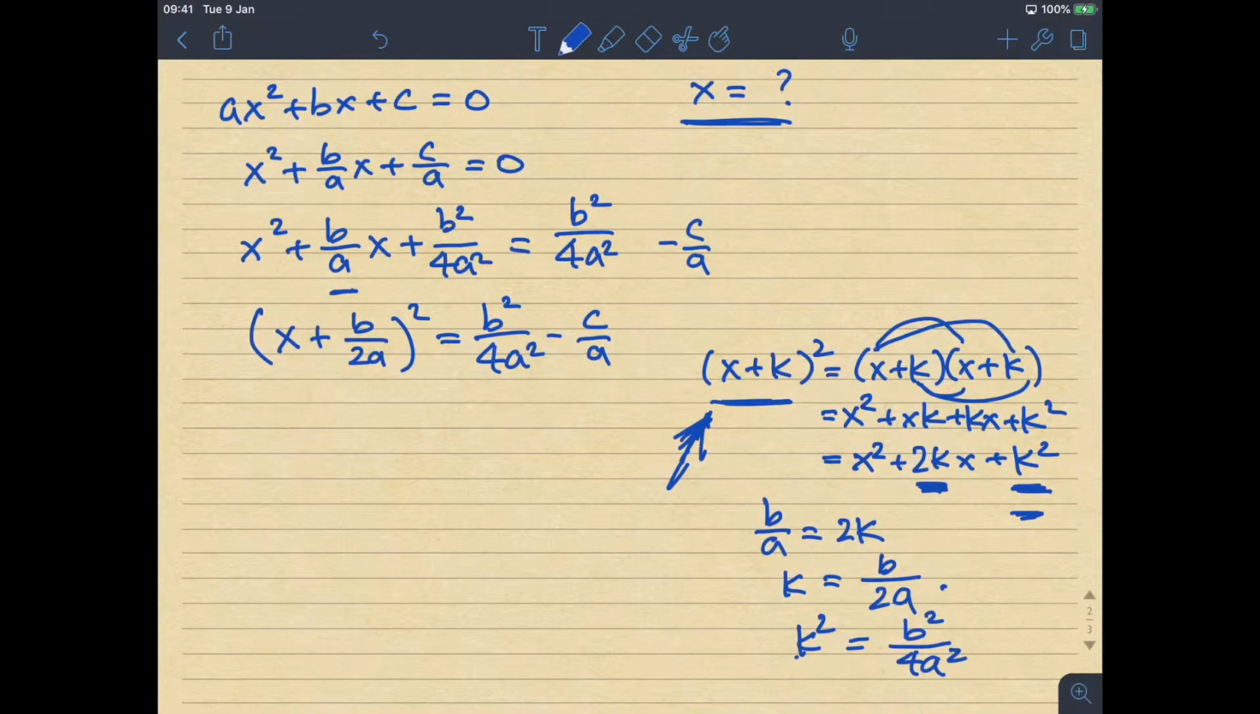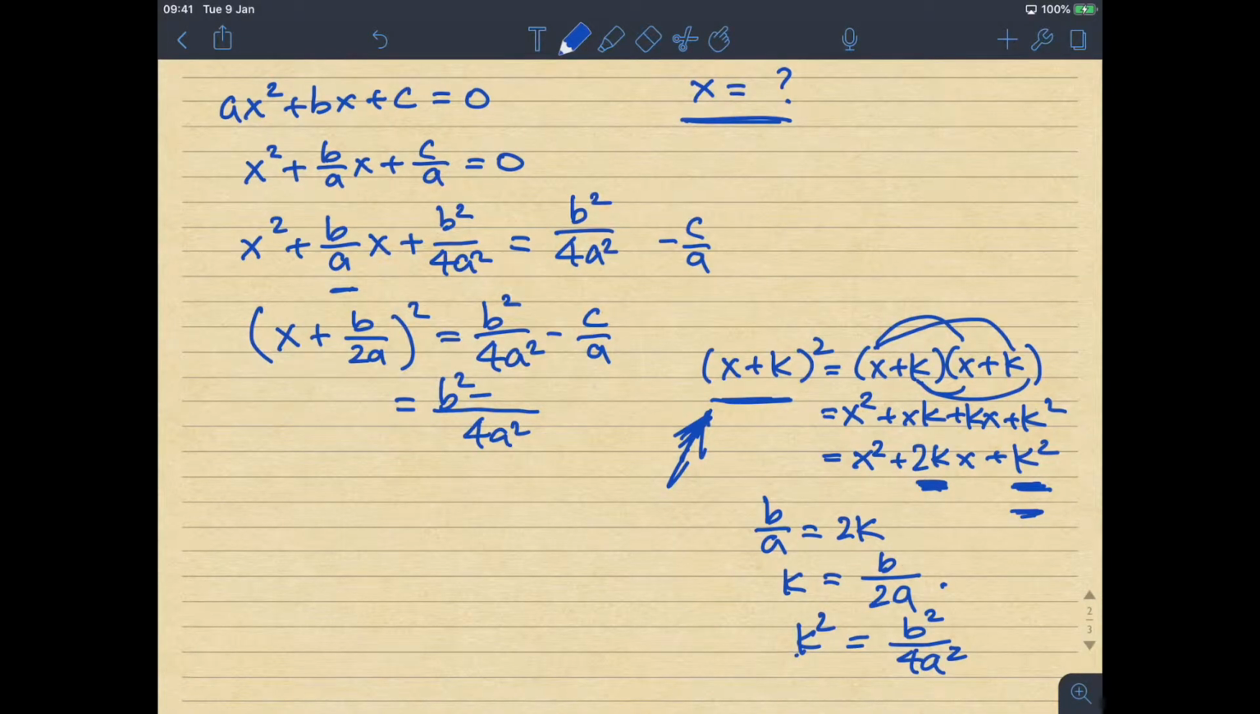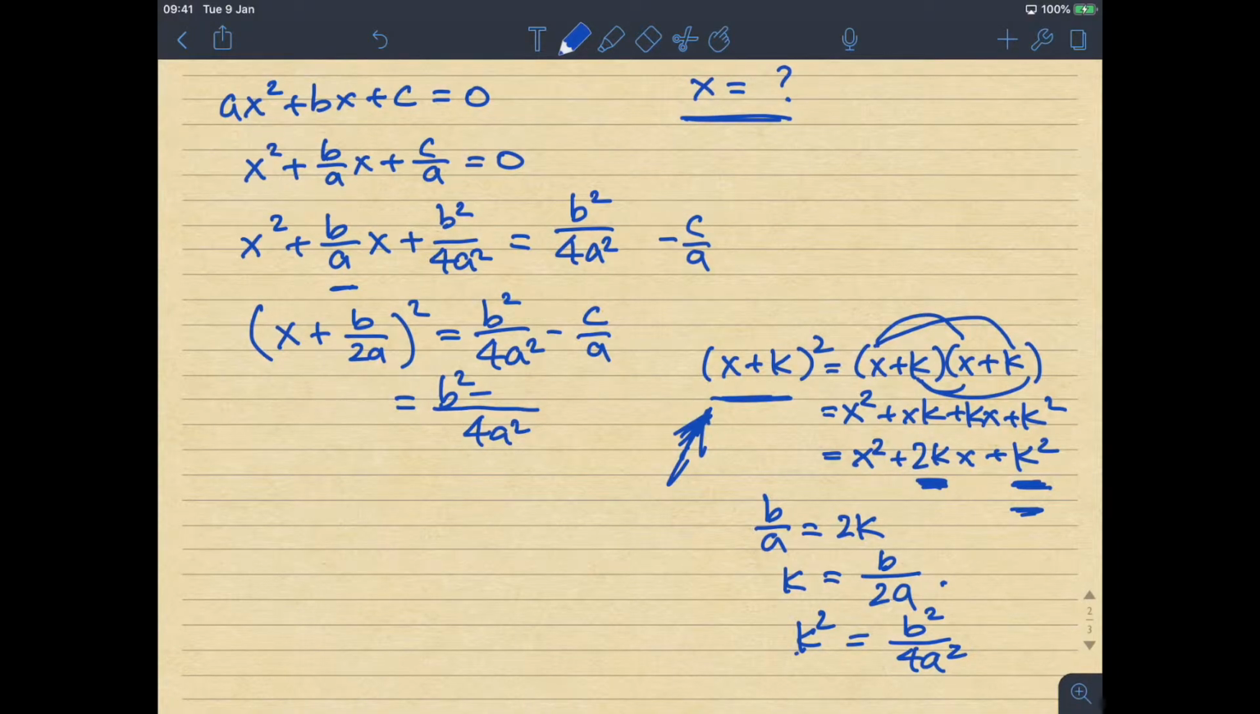Great. So we just want to make the right hand side look a little bit better. We want to make the denominator the same, so 4a squared. So the first term is just b squared, minus, okay, it was a before, so we've multiplied the denominator by 4a, so it's 4ac.